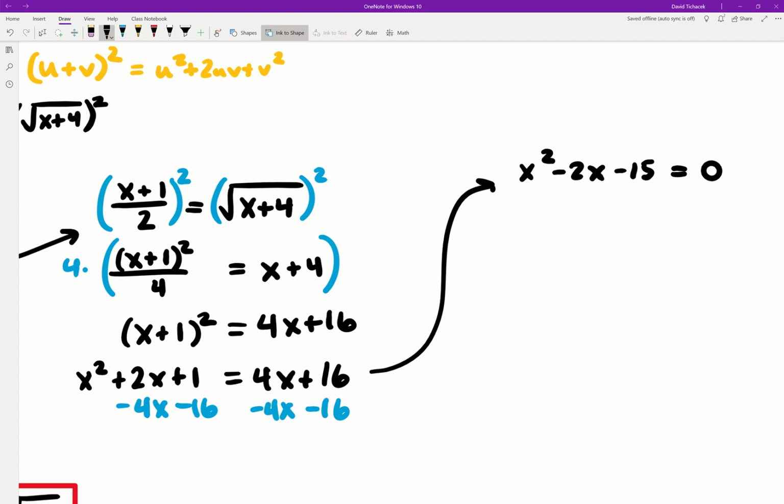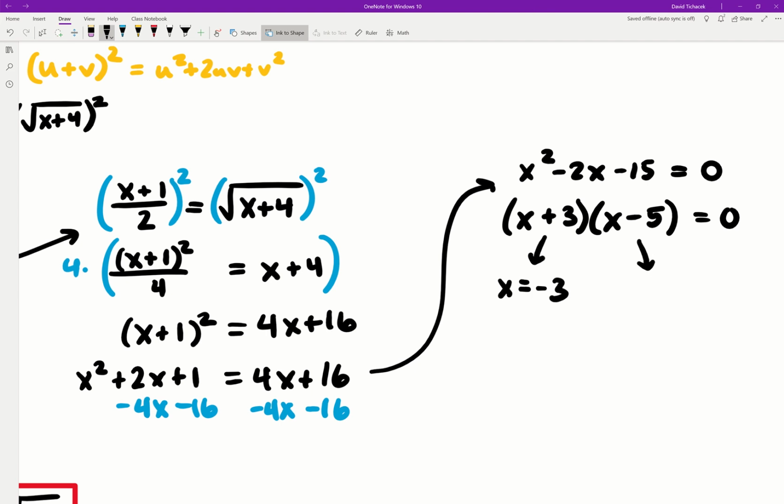Okay, and that could be something that we can factor. So we can go ahead and factor that into x and x. And then I believe some combination of 3 and 5 would work nicely here for us. How about a negative 5 and a positive 3? That would give us these two solutions here: x is equal to negative 3 and x is equal to positive 5. So that one you can see is a doozy of a problem, right?